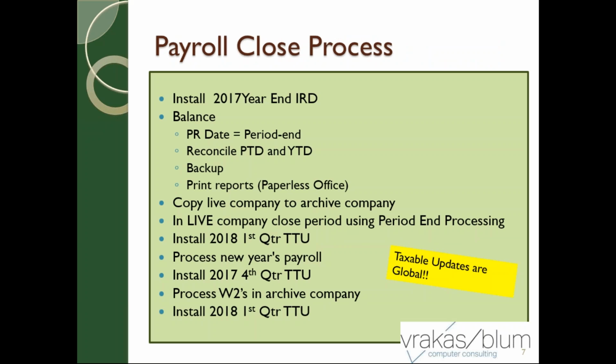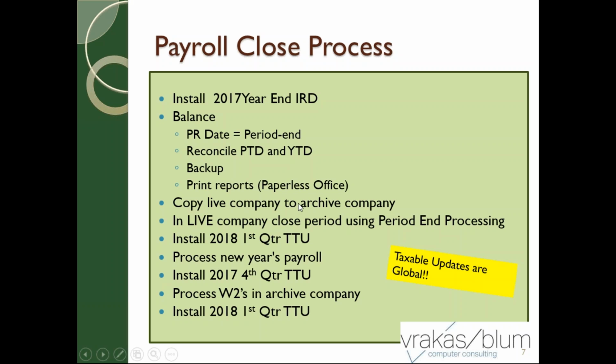This is our suggested payroll close process. The first step, of course, is to install the 2017 year-end IRD, and that could possibly be done this week if we have those updates on the Sage website available to us. Then you're going to balance your payroll to your period end, do all your reconciling for period to date and year to date, make a good backup, and print reports. Carol went through a more detailed explanation of how to balance the payroll module and reports as well.